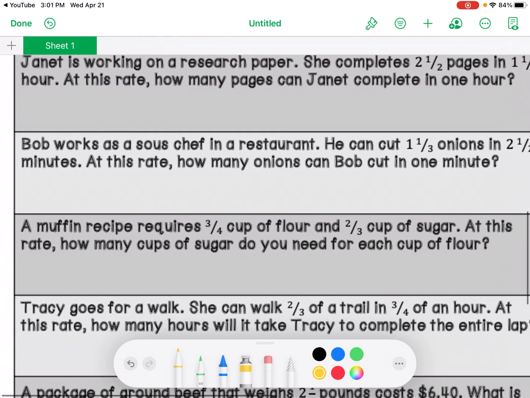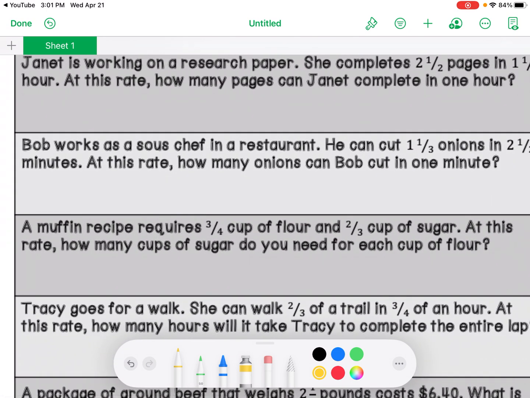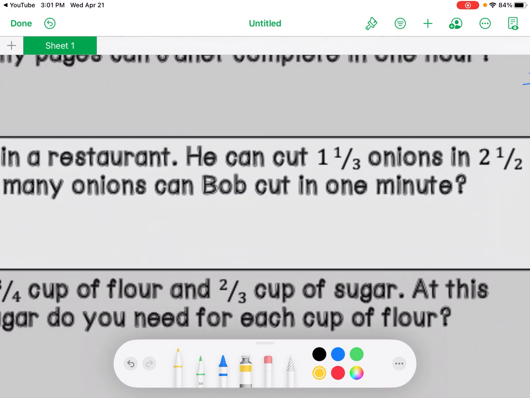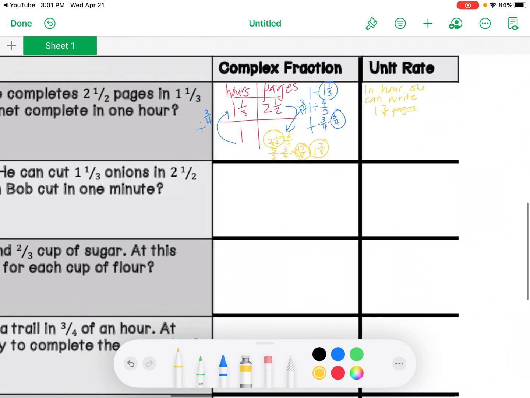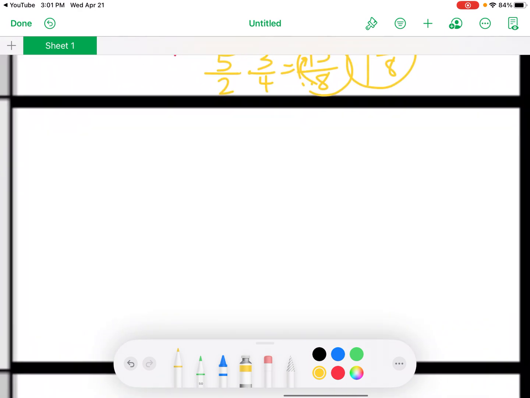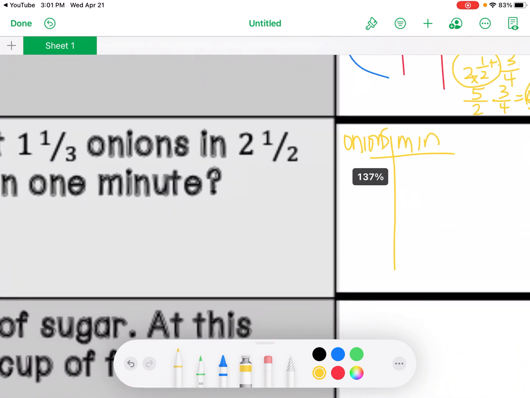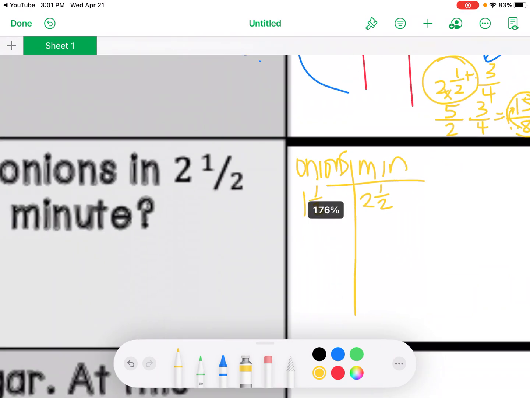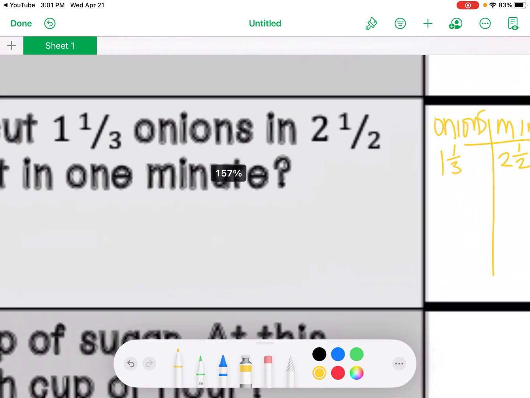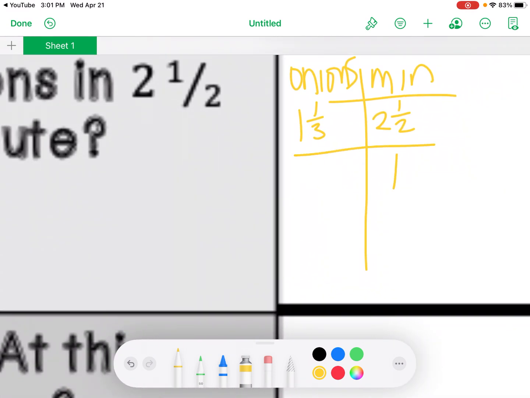All right, the next one says Bob works as a sous chef in a restaurant. He can cut 1 1/3 onions in 2.5 minutes. At this rate, how many onions can be cut in 1 minute? So I have minutes and onions. I know that he can cut 1 1/3 onions in 2.5 minutes, right? So they want to know how long for 1 minute.